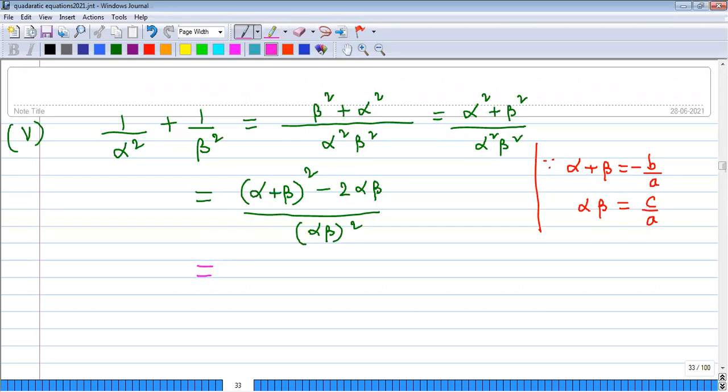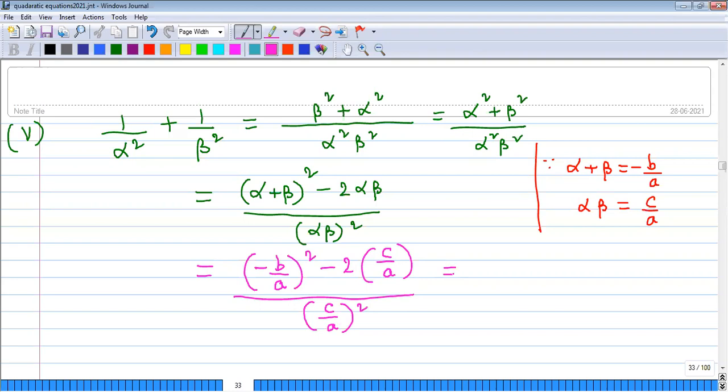Alpha plus beta is equal to minus b upon a whole square, minus 2 times alpha beta means c upon a, upon alpha beta whole square means c upon a whole square. We need to simplify. So when you square a negative number, it is obvious that we get a positive number. Minus b upon a whole square is b square upon a square minus 2c upon a.